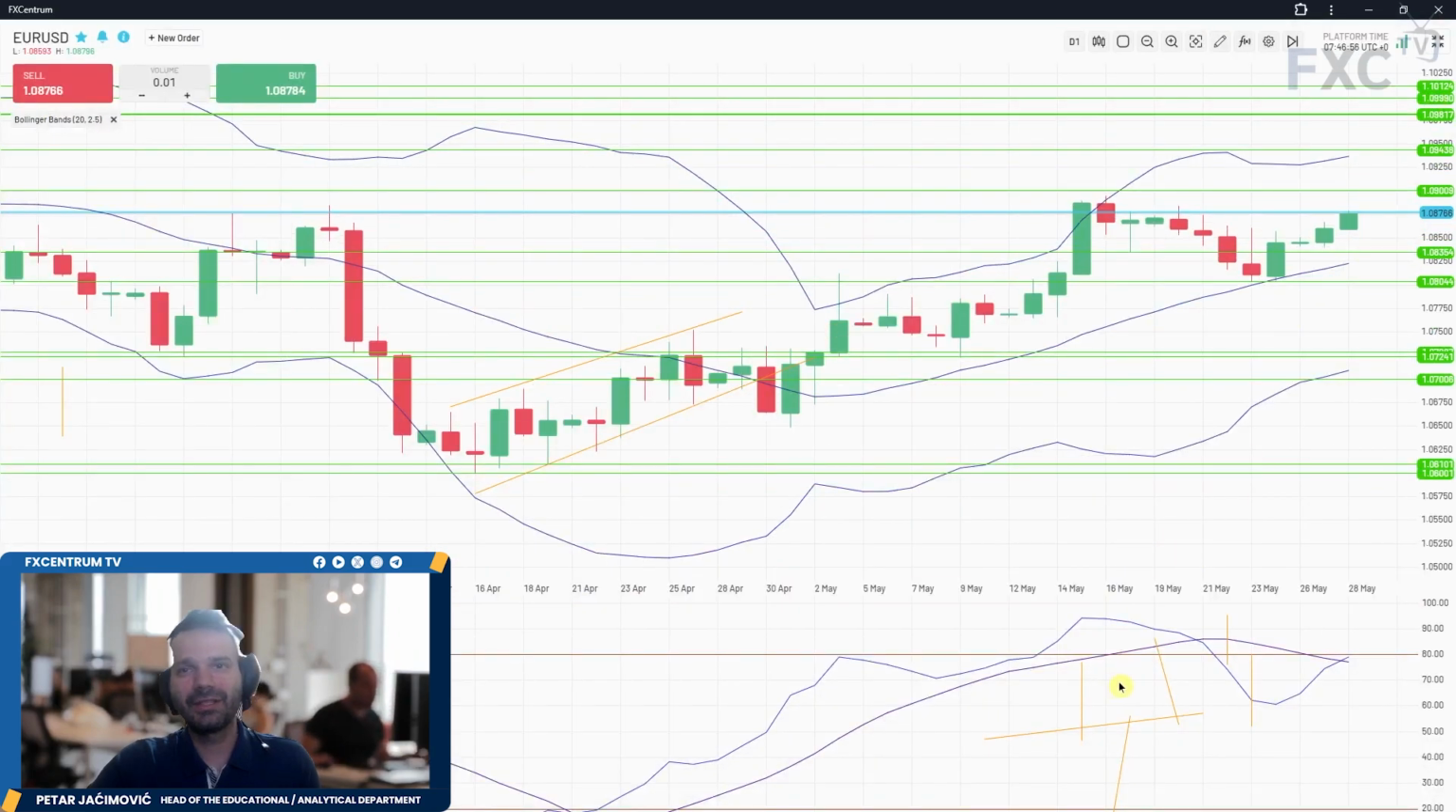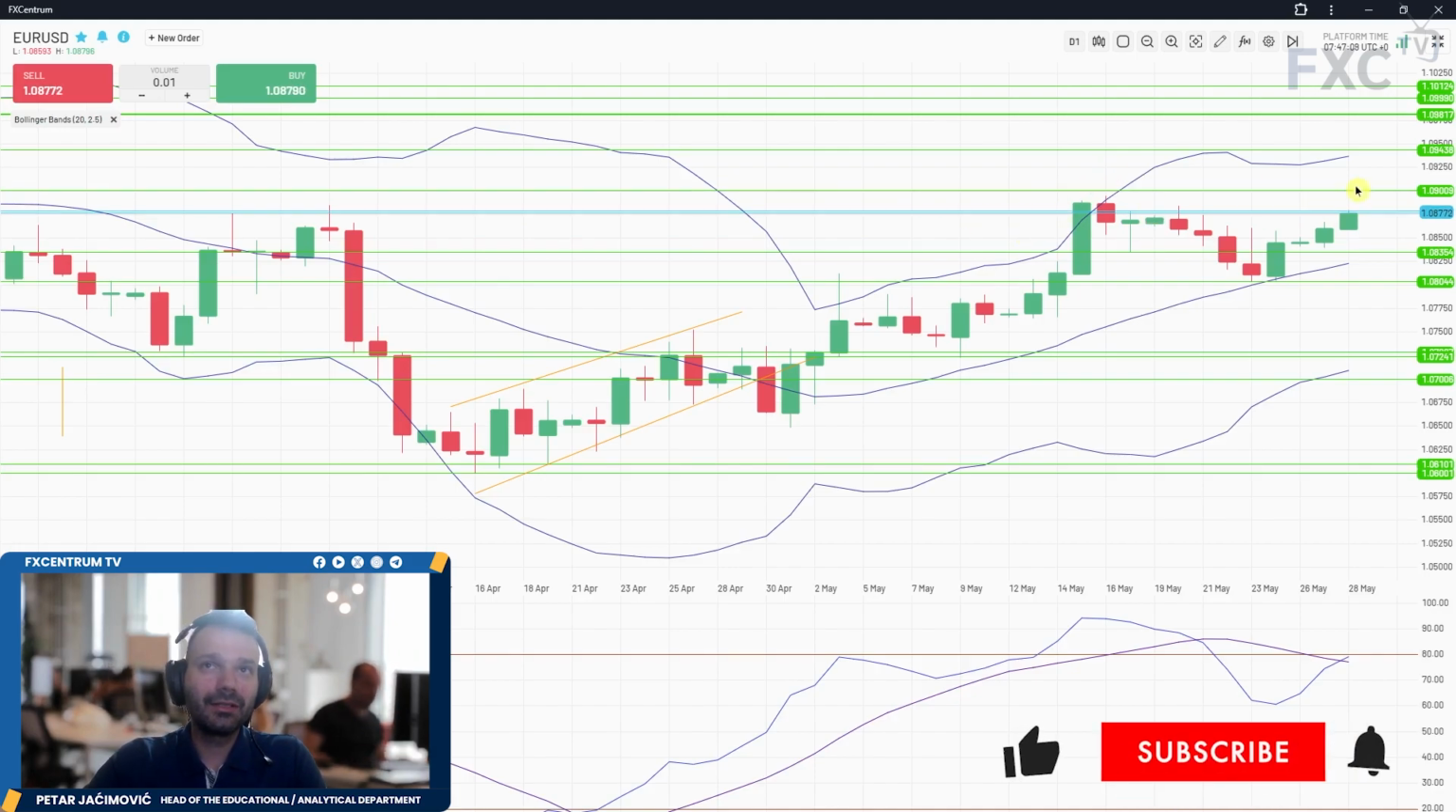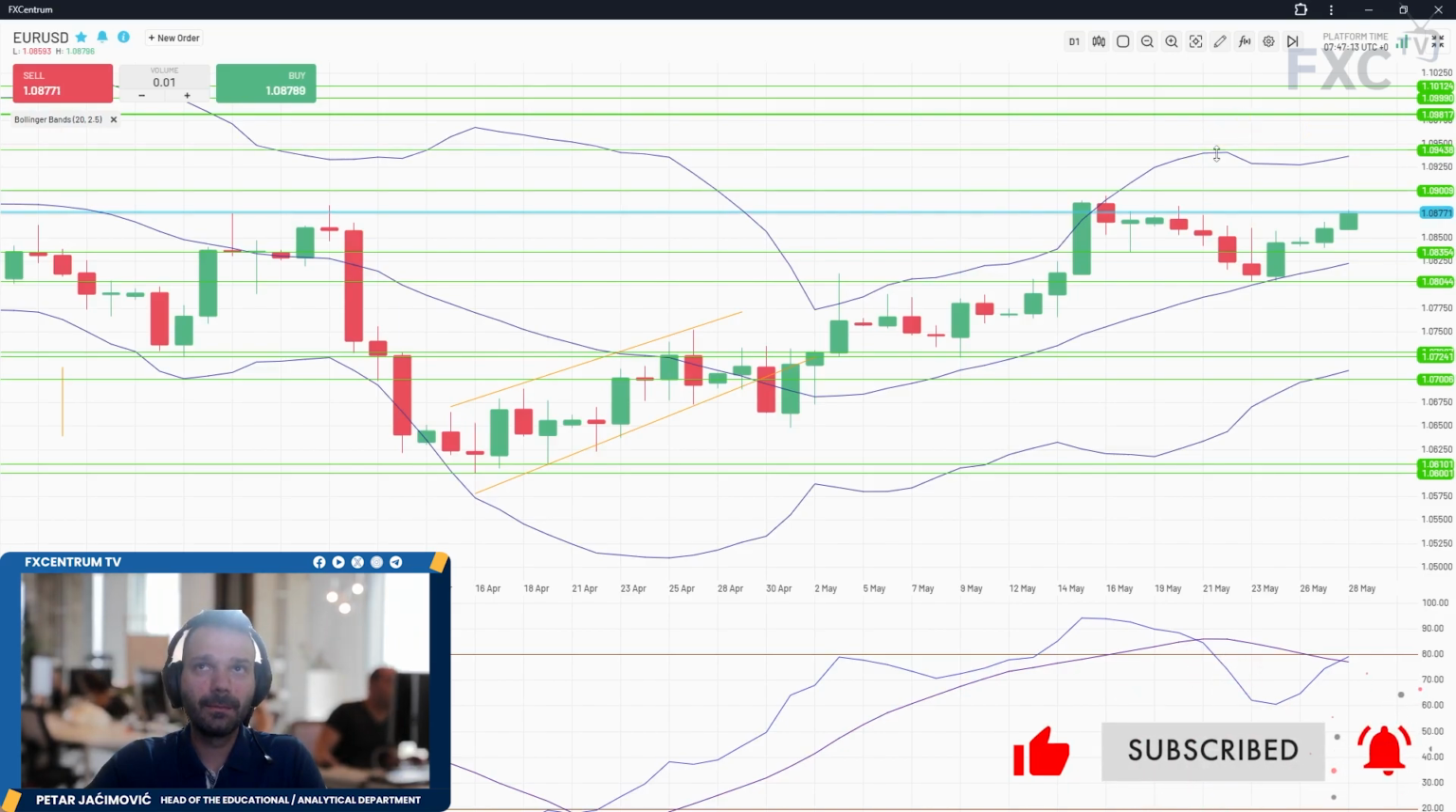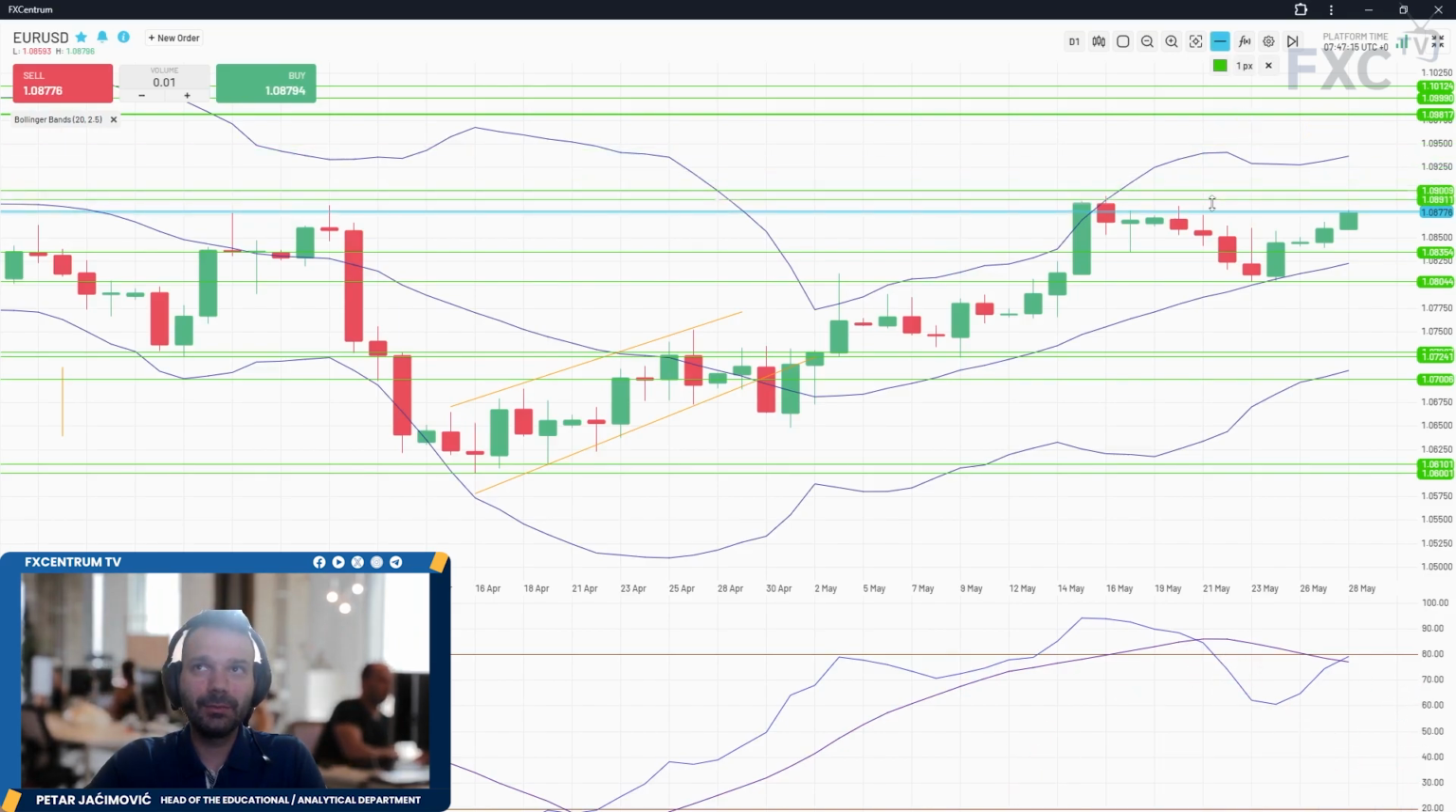Euro dollar is pretty much the same. We had a rejection of the rising middle Bollinger Band, which is basically a 20-day moving average. And now the market is around the previous swing high, 1.0900, quite a big resistance. At 1.0910 there is a fresh bull cross on the stochastic clusters, but the slow line is still declining, and the fast line.